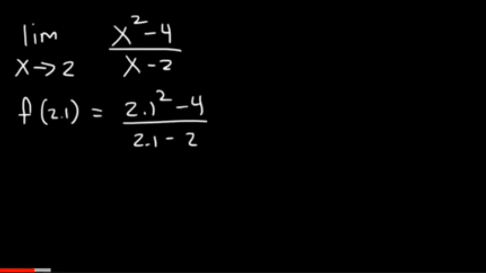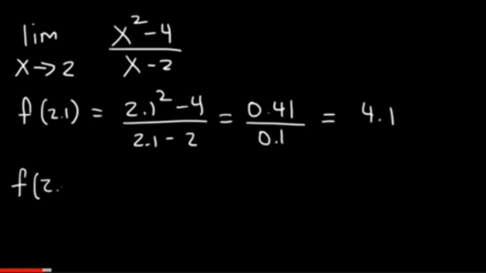2.1 squared minus 4, that's about 0.41. And 2.1 minus 2 is 0.1. So this is going to be 4.1. Now, what if we pick a value that's even closer to 2? For example, let's try 2.01.